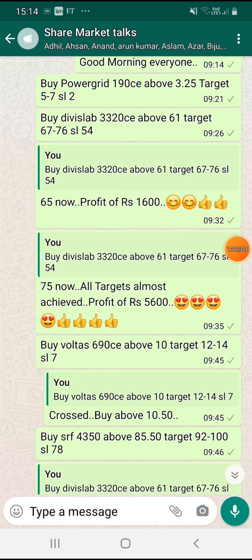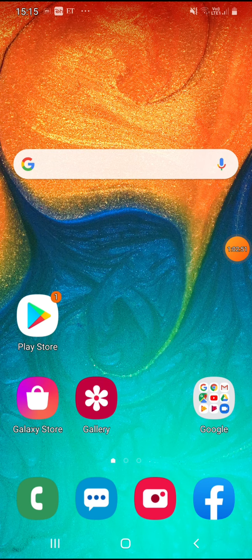What is it? Just take this one. What is the share name? Divis Lab. What is this 3320? You know that now. That is called the strike. CE means we are expecting the share to move up above 61. What is this 61? Even if you are joining or not joining, if you see a call in our free group, now you will understand what is CE, what is PE, what is this above 61, what is this above 50. You are now aware of all this. We can take this one, Divis Lab 3320 CE. That is the morning session.